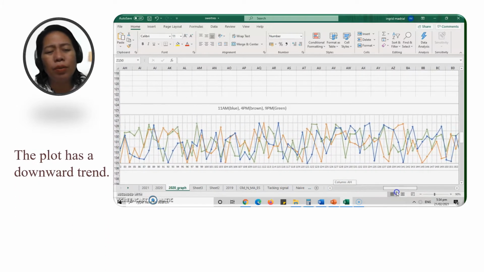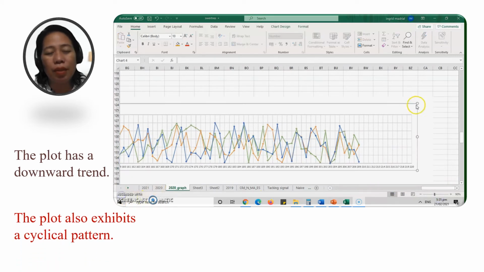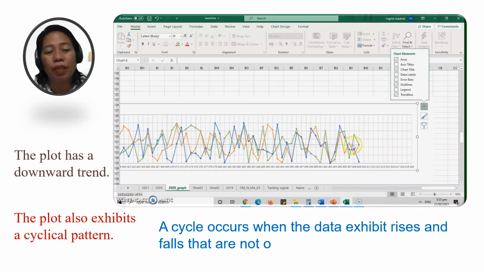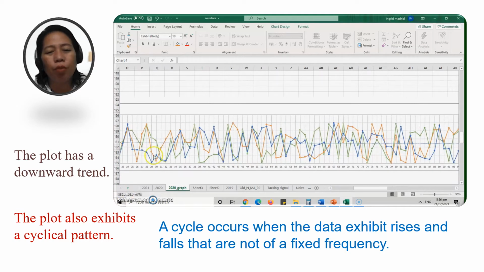The plot also exhibits a cyclical pattern, as a cycle is defined as occurring when the data exhibit rises and falls that are not of a fixed frequency. There may be a seasonality pattern also, but there is a need for more plots and further study to make conclusions for all those data.